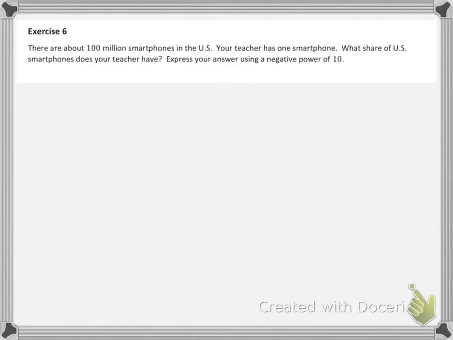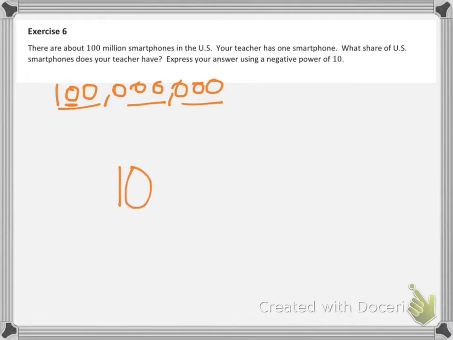Okay, next. There are about 100 million smartphones in the U.S. Your teacher has one. What share of U.S. smartphones does your teacher have? Express your answer using the negative power of 10. Well, 100 million, remember, is 100 followed by 6 zeros. So there's our 100 million. And we have how many digits here? Well, we've got 3, 6, 9. 9 digits, but we're not going to count that 1. So 8 digits. So this is 10 to the negative 8.